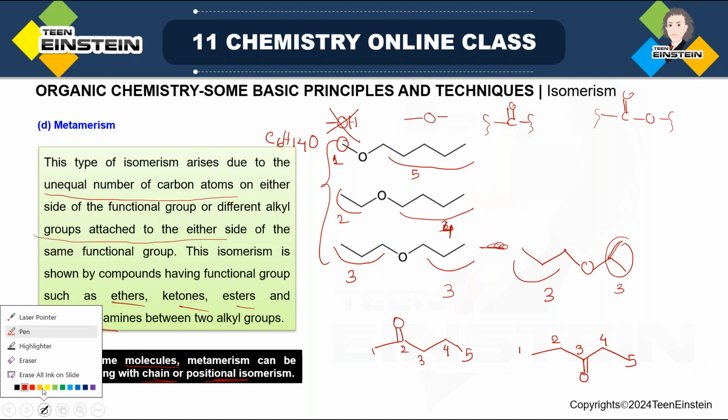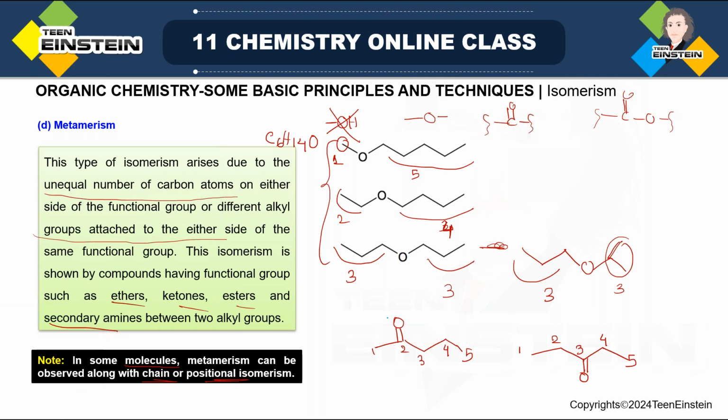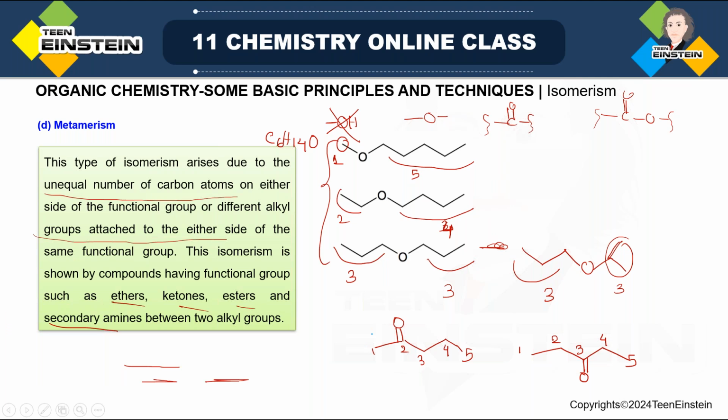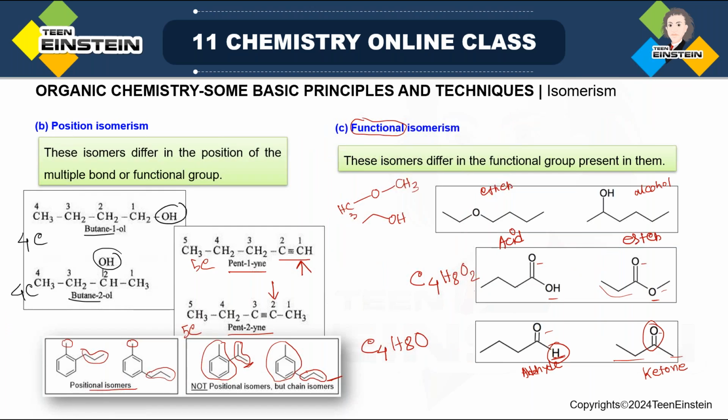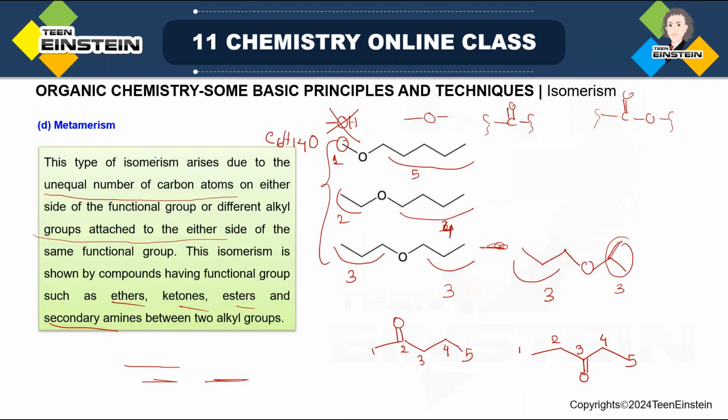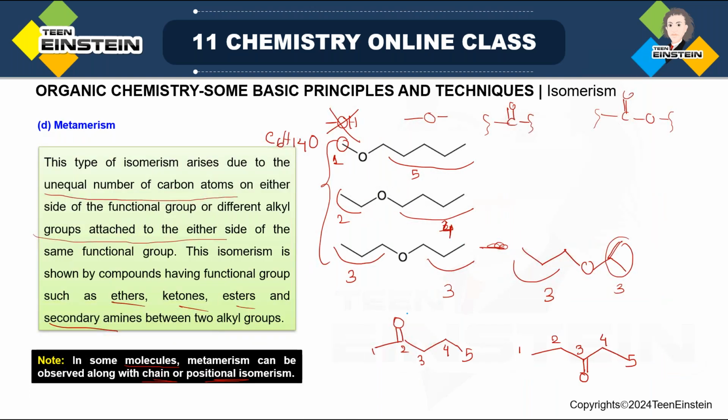Right. Now in the previous slide, we have just finished the definition of position isomer. Remember, just have a look. Position isomerism means the isomers differ in the position of multiple bond or functional group. Now suppose this functional group is the carbonyl functional group like this. The total number of carbon is 5. Here it is at 2 position, but now in the second case I have shifted its position from 2 to 3. So these two molecules you can consider position isomers.